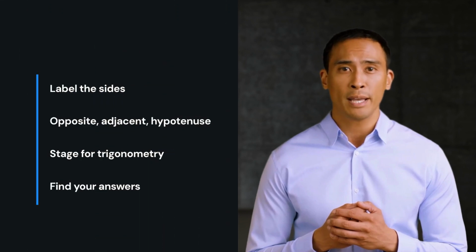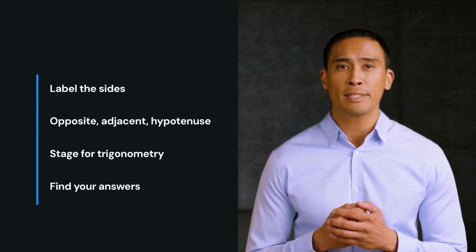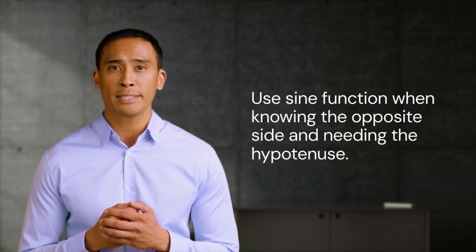In these diagrams, label your sides: opposite, adjacent, and hypotenuse. This sets the stage for using trigonometry to find your answers. Choosing the right trigonometric ratio is crucial. If you know the opposite side and need the hypotenuse, you use the sine function.